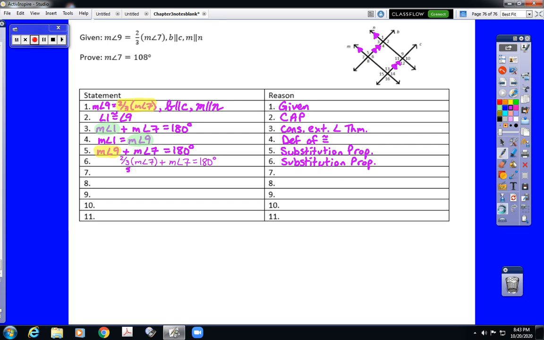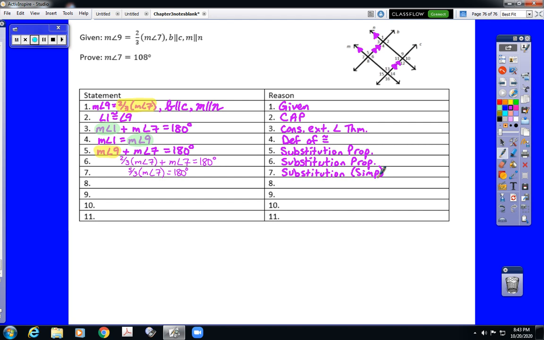I need to make the pencil smaller probably. 5/3 times the measure of angle 7 equals 180 degrees. Again, all we've done there is simplify. So while that is the substitution property that allows us to do that, we're using it to simplify, so I would expect you to write substitution simplify, not substitution property.